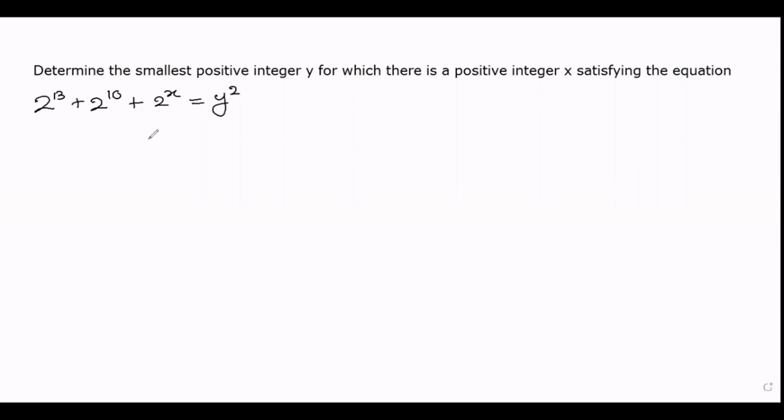Today we are going to solve this problem. Determine the smallest positive integer y for which there is a positive integer x satisfying the equation 2^13 + 2^10 + 2^x = y^2.